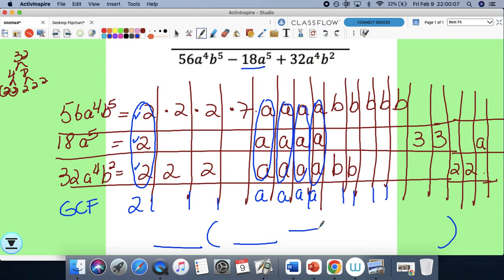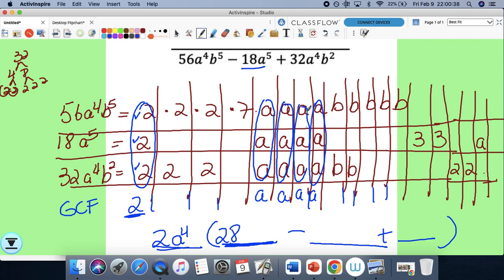It's pretty easy to figure out what the other numbers are. Okay. So the number outside is going to be whatever we brought down. So in this case, we only brought a 2. So it would be 2, and then how many a's? A to the 4th power. That's what goes outside. Now, in this first spot here, the first term, is going to be everything that I didn't circle. So it would be a 2 times a 2 times a 7, and that's going to be 28.